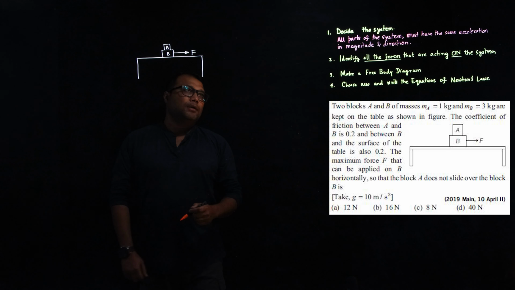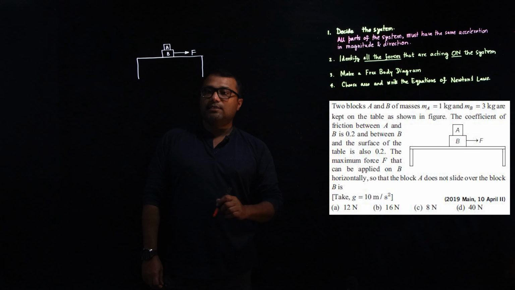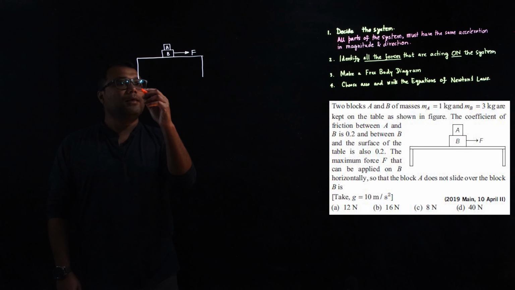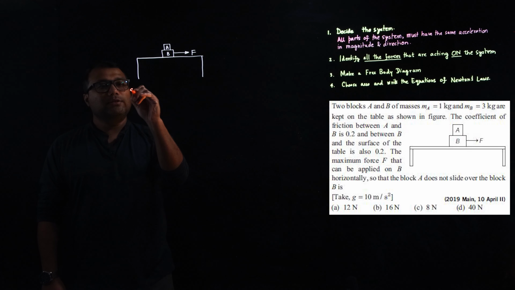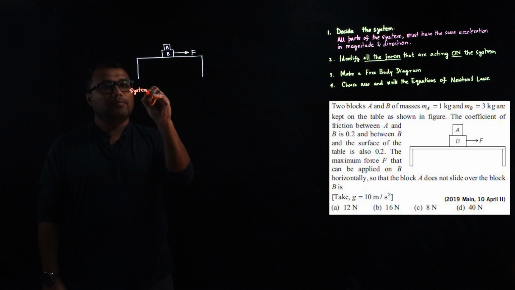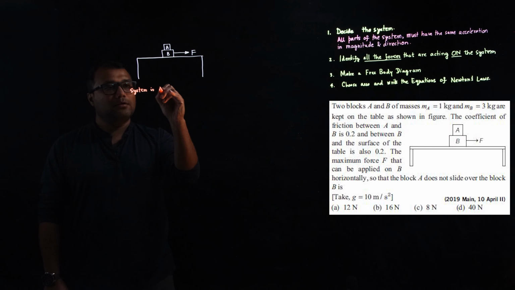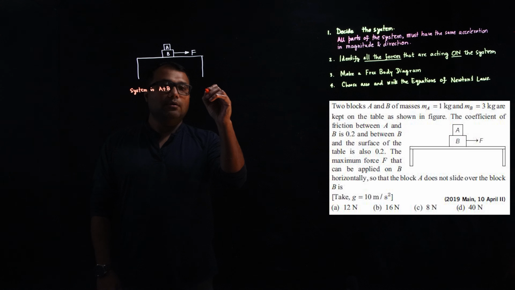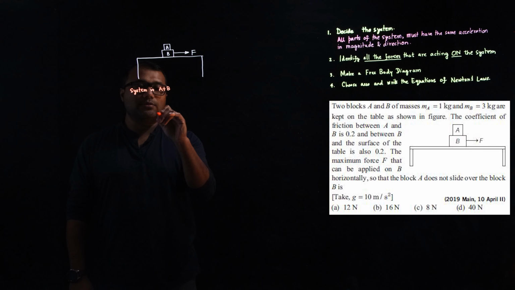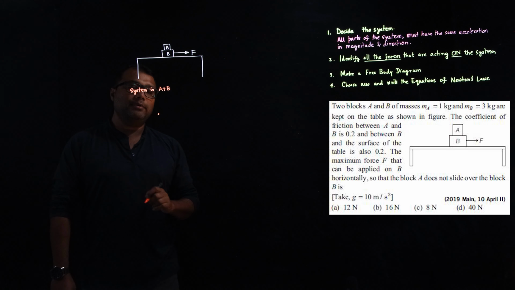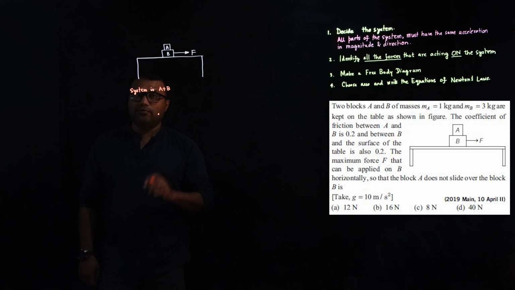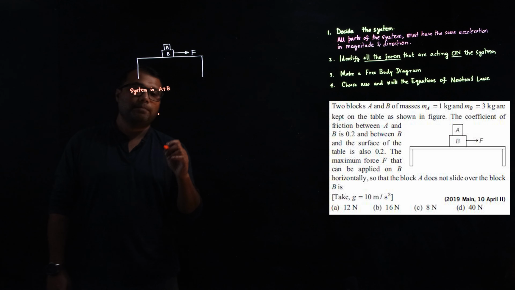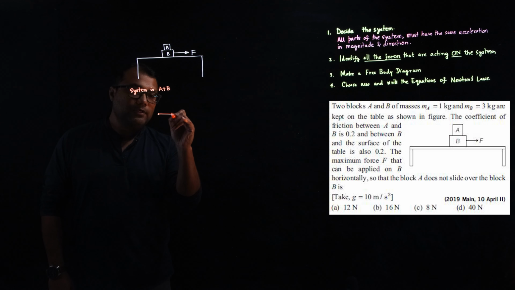Okay. So first step is decide the system. Let's decide that our system is A plus B. Both together. So let's identify all the external forces acting on A and B together. So obviously we have this force.